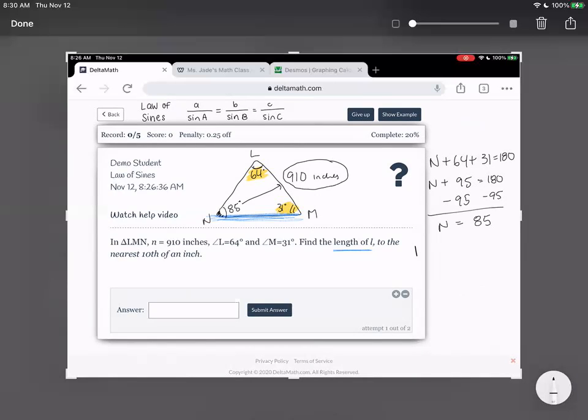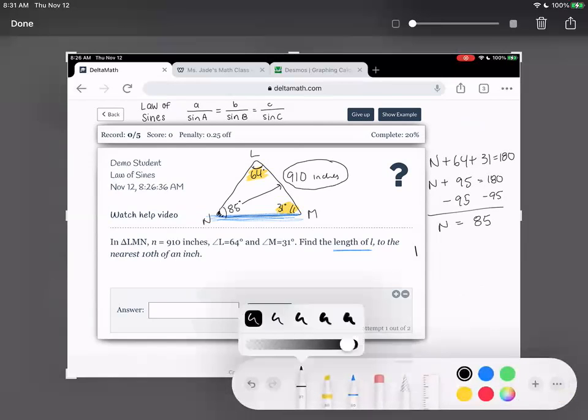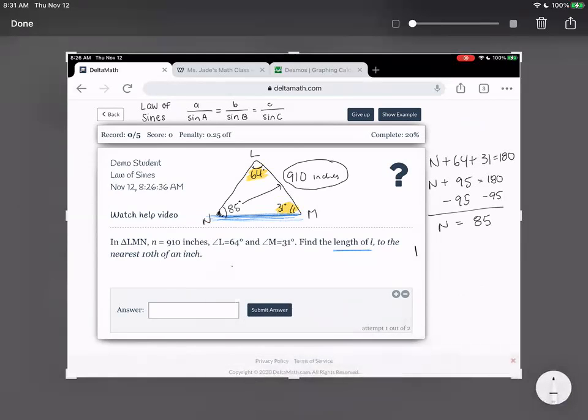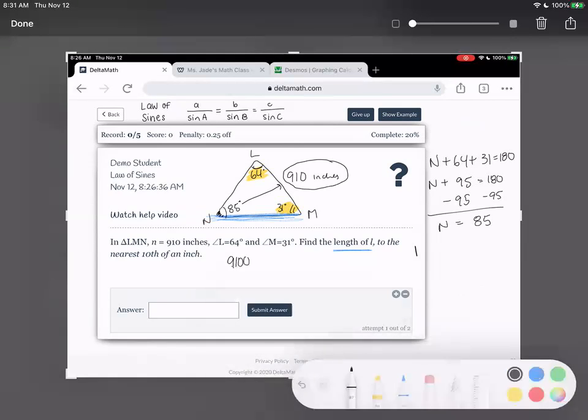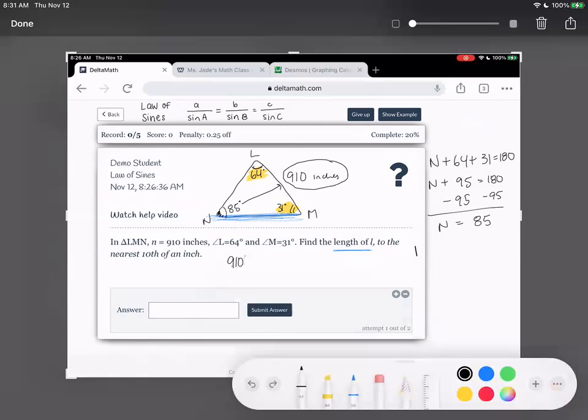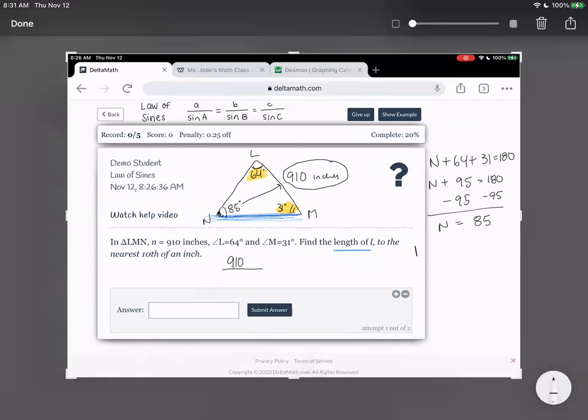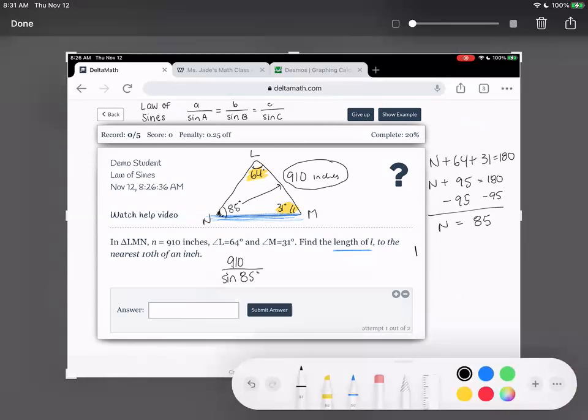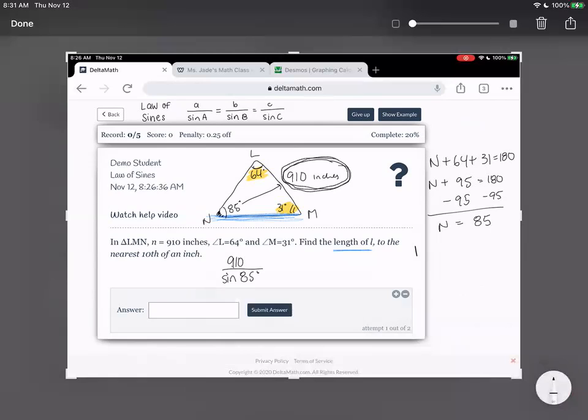Okay, so now that we have angle N, we can set up our proportion. We have 910 inches over sine of 85 degrees. Sorry, it's not degrees, it's inches. And where did I get those? The 910 is this one over here, divided by the sine of the angle directly across from it.